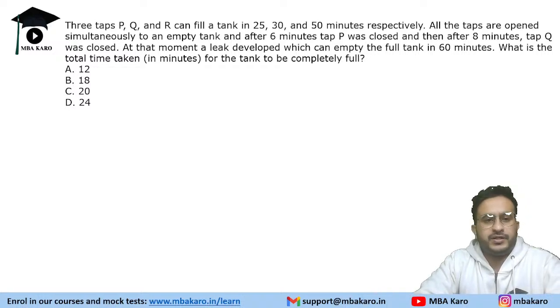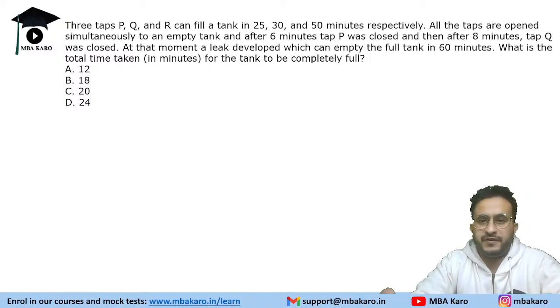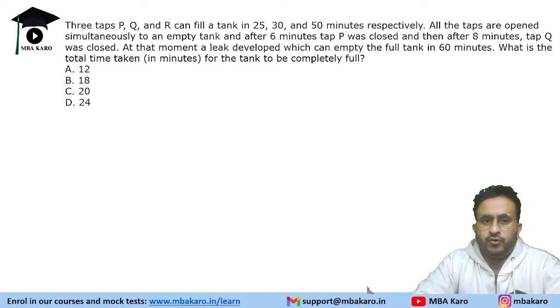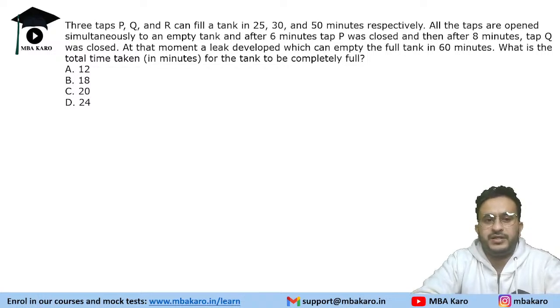Okay, question on pipes. There are three taps P, Q, R. They can fill a tank in 25, 30, 50 minutes. They are opened simultaneously and after 6 minutes P was closed, and then after 8 minutes tap Q was closed. At that moment, a leak developed which can empty the full tank in 60 minutes. What is the total time for the tank to be completely full?